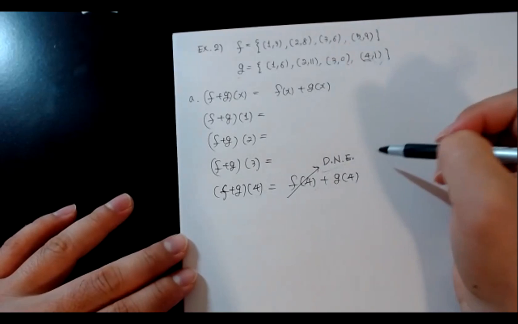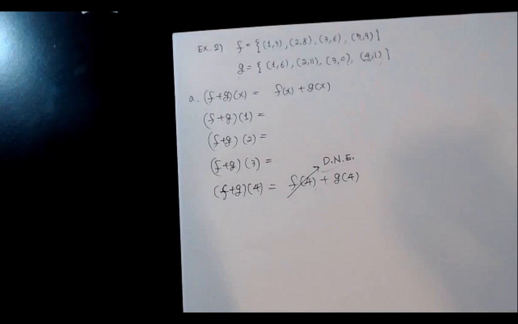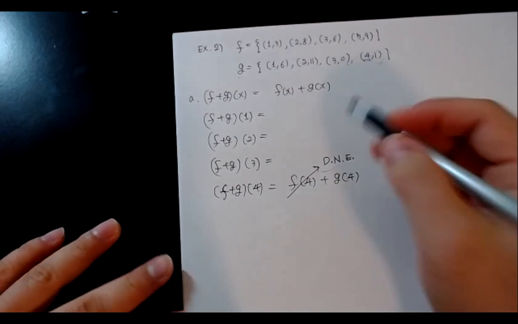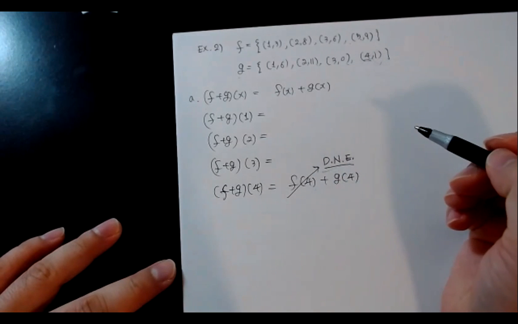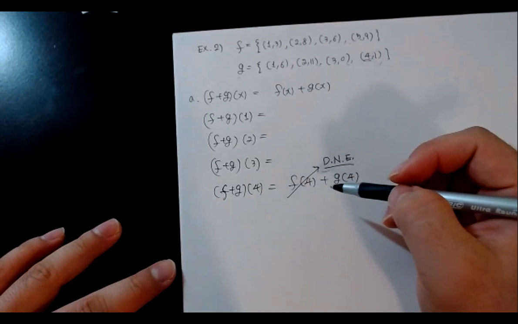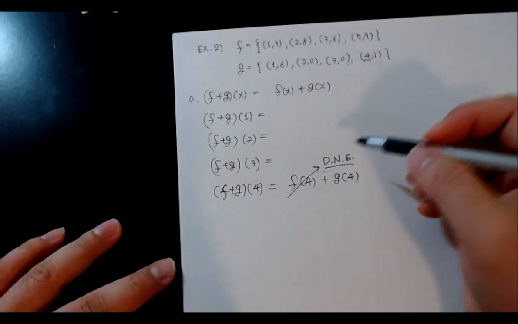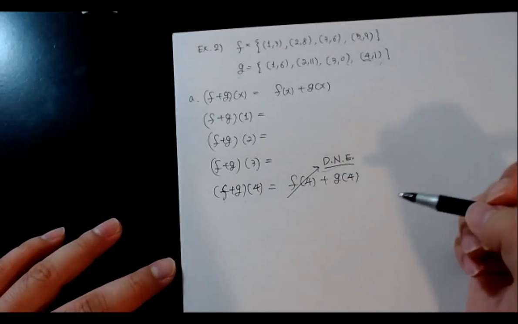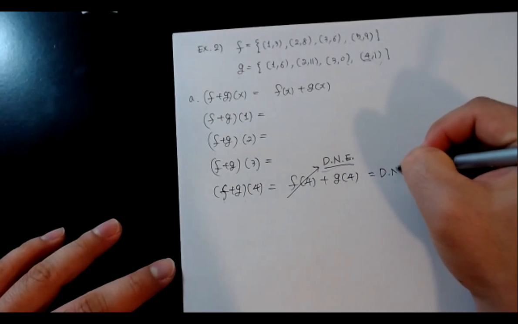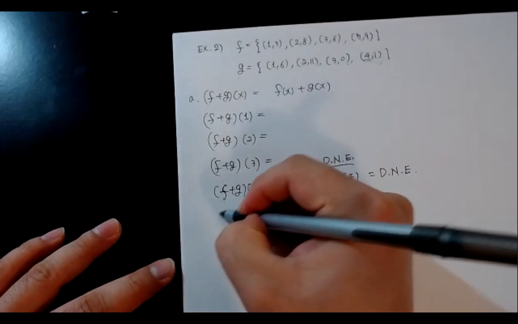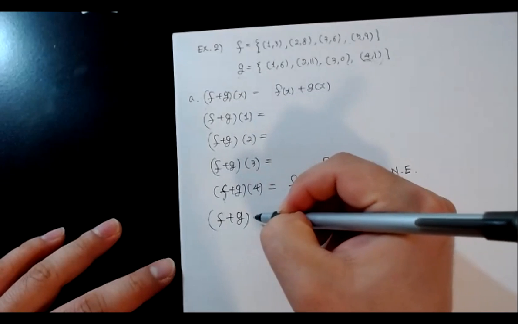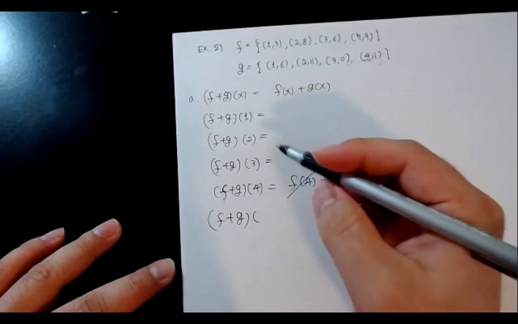You may see this abbreviation in the online homework. So f of 4 does not exist. Then f plus g of 4 does not exist. Same goes for the sum function with x equals 5.